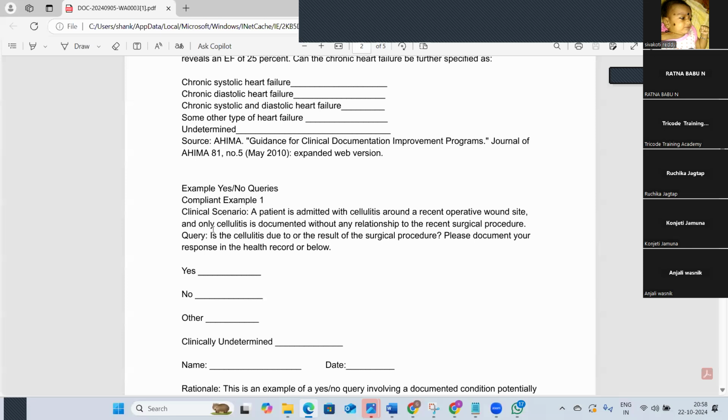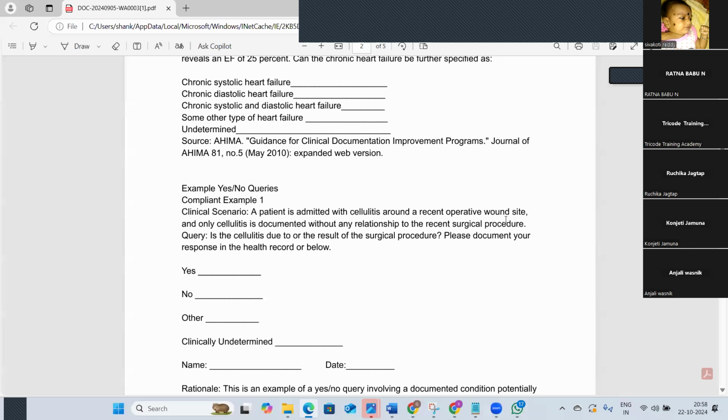Only cellulitis is documented without any relationship to the surgery. Maybe he has documented it as related to the surgical site, then automatically the complication code will go, right? It's a post-surgical complication that will go as the principal diagnosis. So the documentation doesn't mention that there is no relationship between the cellulitis and the surgical site.